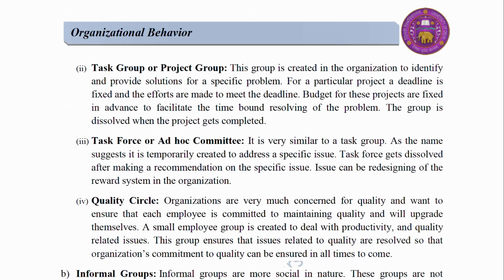Fourth, quality circle. Organizations are very much concerned about quality and want to ensure that each employee is committed to maintaining quality and will upgrade themselves. A small employee group is created to deal with productivity and quality related issues. This group ensures that issues related to quality are resolved so that the organization's commitment to quality can be ensured at all times to come.